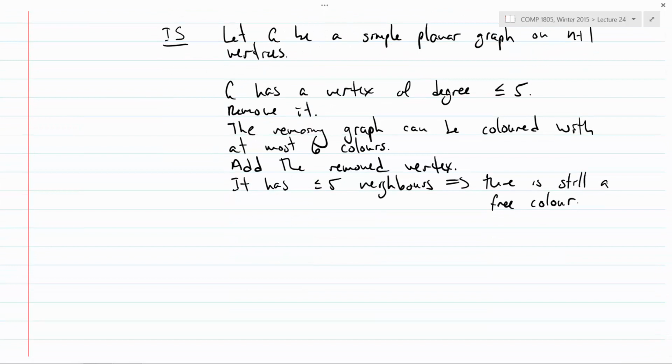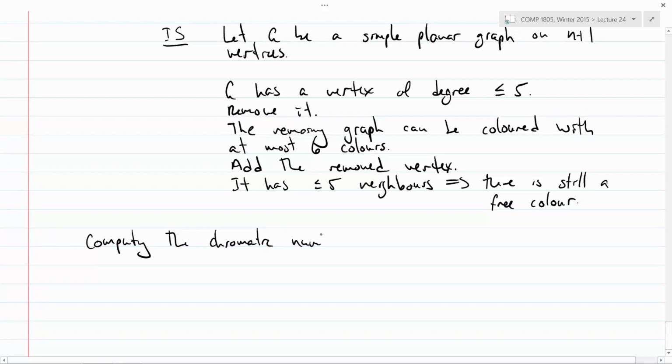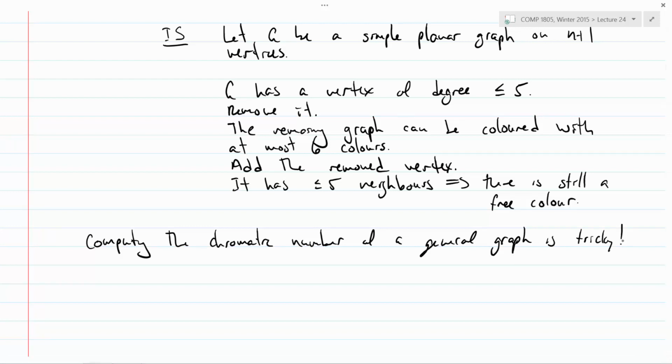Okay, so planar graphs have chromatic number at most 6, which is interesting. You can actually get that down a bit further, but it becomes very tricky. In general, computing the chromatic number of a general graph is quite tricky. We don't know a way to do it. So the problem is this: if I give you a graph G, you tell me what chi G is. No one knows how to do that very well. That's an open problem. It seems like it's very, very difficult.